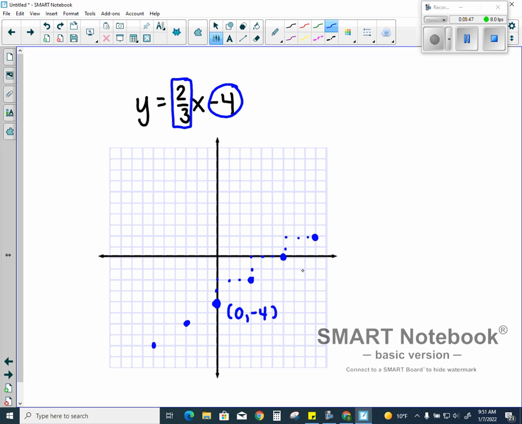Go ahead and pause the video here in a minute and label all of these points, as many of them as you'd like. Again, you only need 3 of them for me on the homework, but I'm going to pause the video here in a second. I'm going to fill in the blanks, and then when you turn it back on, all the answers will be there.